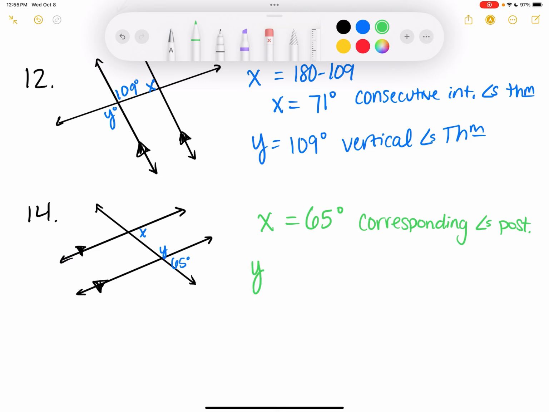And what about y? 115 degrees. So we would do 180 minus 65, which would give us 115 degrees. And what would the reason be for this one? Linear pair. Yep, linear pair postulate.